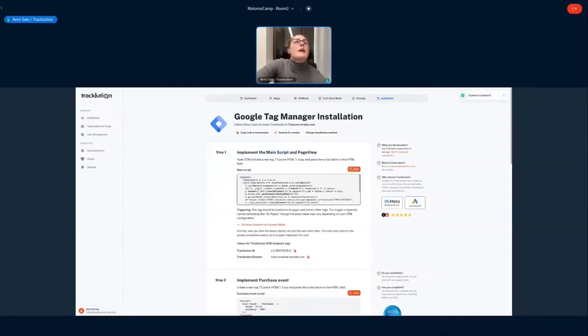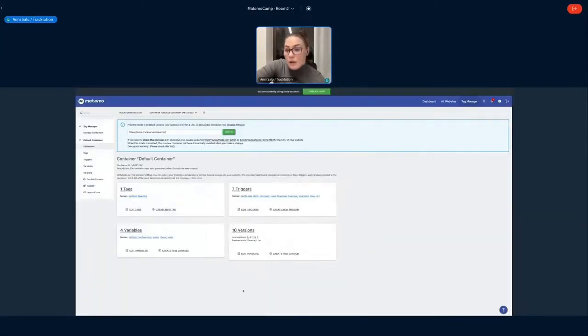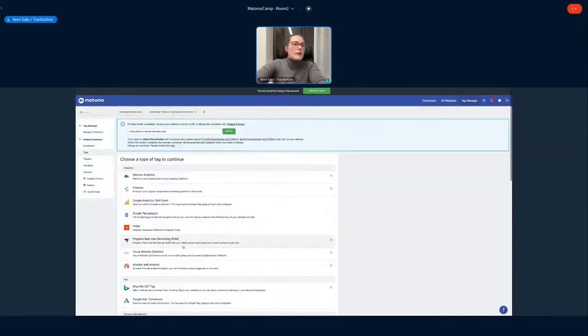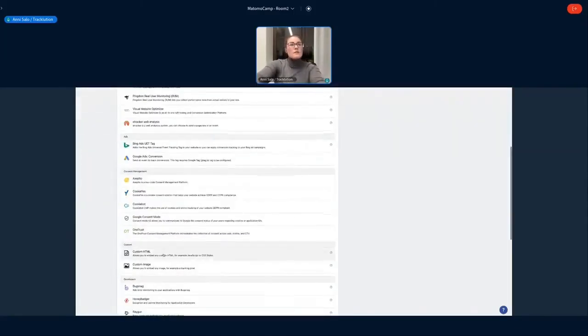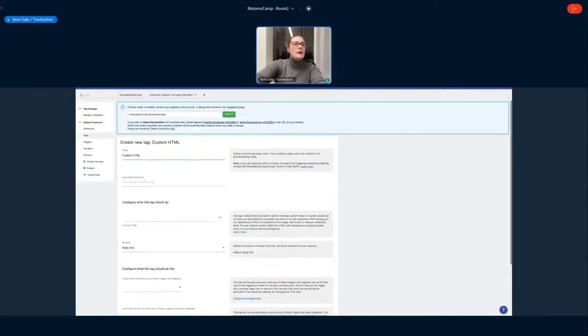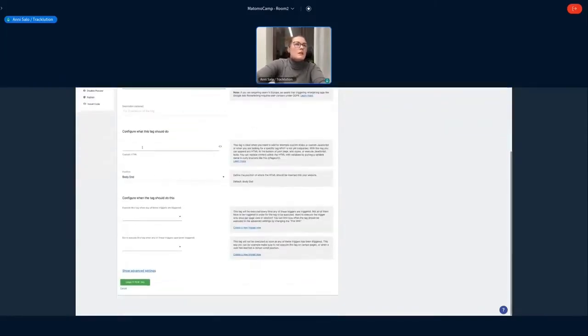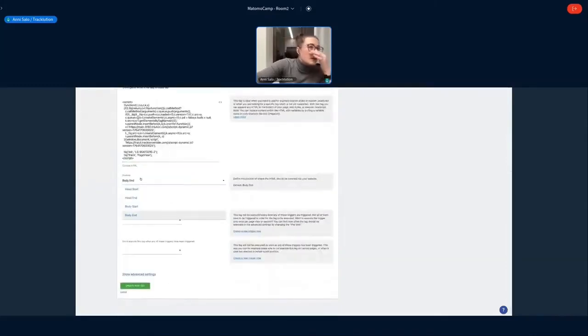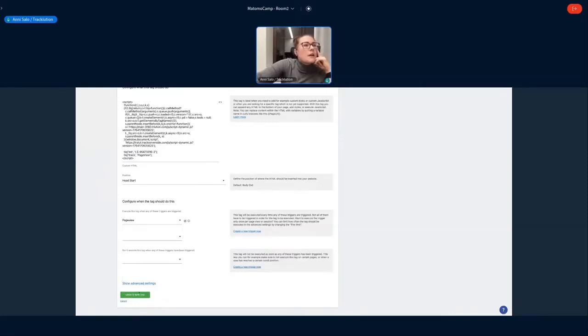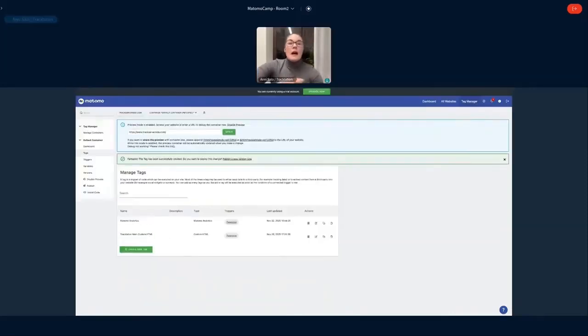So what I will do, I will implement the main script and the page view script and go to my Matomo Tag Manager. You can see I have some triggers, presets, some variables, and I will just create a new tag, which is custom HTML. And I will just put track Lotion main, and I will put the script here and load it on the head start and trigger it with page view. And you get the idea.